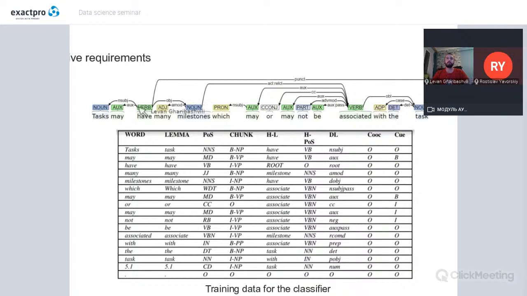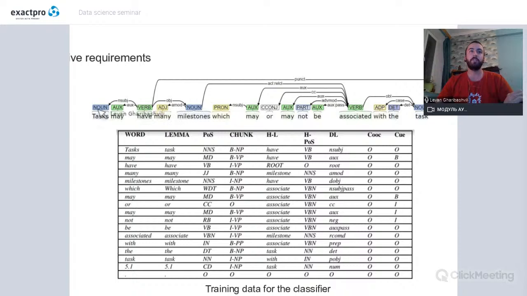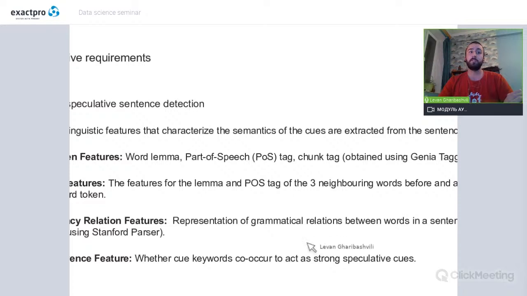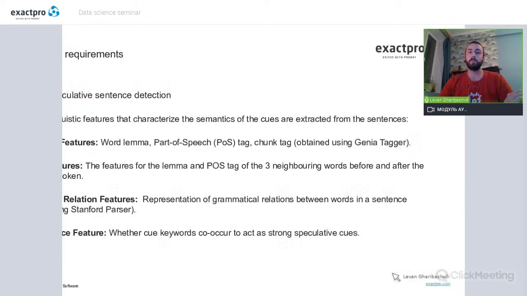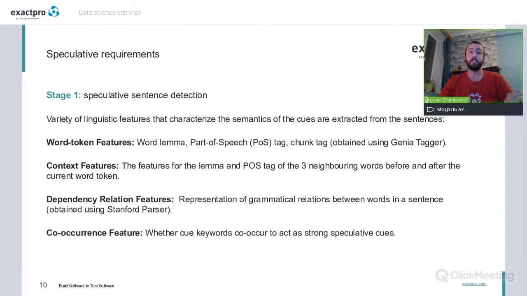Larger. Yeah, so it shows us what kind of relationship exists between words. For example, here we have this verb "have," and we can see that "these tasks" is a subject to this verb, and "milestones" is an object to this verb. And, for example, "many" is a modifier to "milestones." So it provides us with very good contextual information.